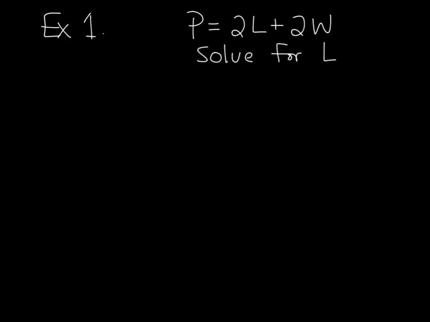All right, so our first example says P equals 2L plus 2W. Solve for L. Hopefully you recognize this as the perimeter of a rectangle. Twice the length plus twice the width equals the perimeter.